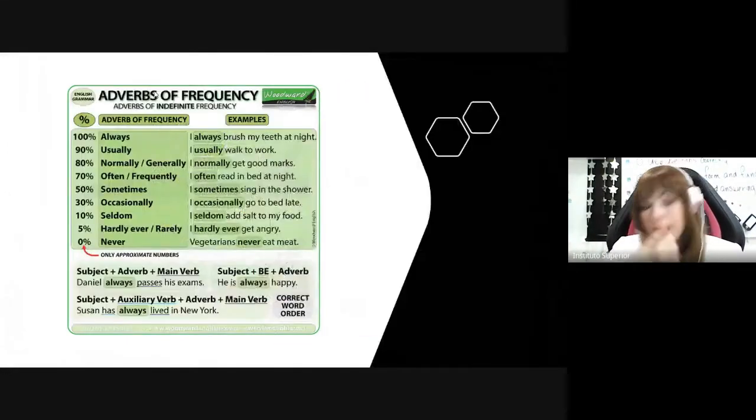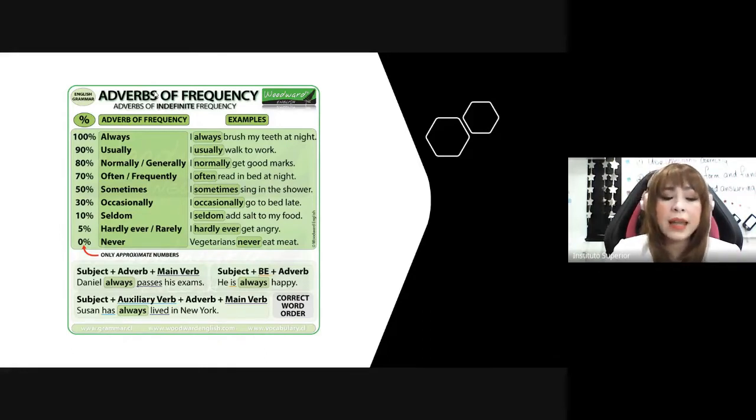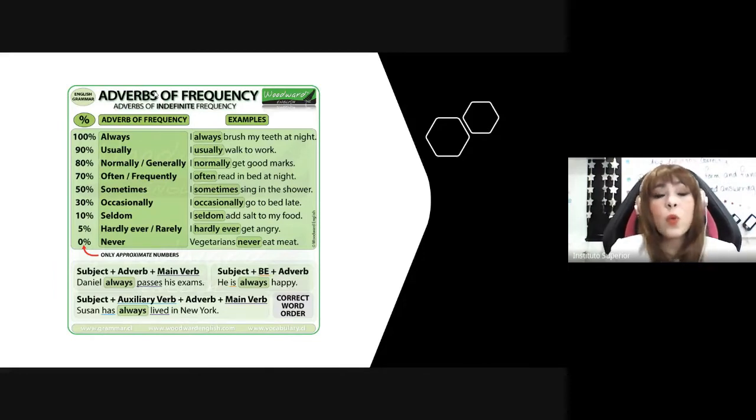Remember that I mentioned that we combine simple present tense with adverbs of frequency, but which are adverbs of frequency? These words modify the action, I mean, they modify the verb. They indicate how frequently you do something. For example, I always brush my teeth at night. That means that I never skip, from Monday to Sunday, I always brush my teeth at night.